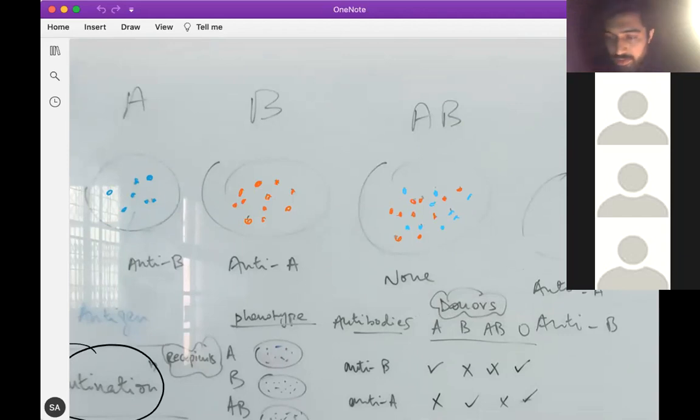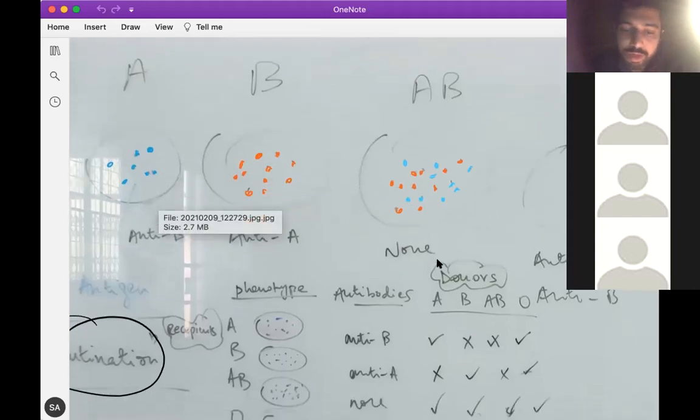सर ए बी में एंटीबॉडीज कोई भी नहीं होती, जिसकी वजह से वो सबको डोनेट करके सबसे रिसीव कर लेगा. सबसे ले सकता है सर. बिल्कुल, AB में कोई एंटीबॉडीज नहीं है, किसी को उसने अटैक करना ही नहीं है. वो A से भी रिसीव करेगा, B से भी करेगा, AB से तो कर ही रहा है, और O से भी रिसीव कर लेगा. ओके जी.